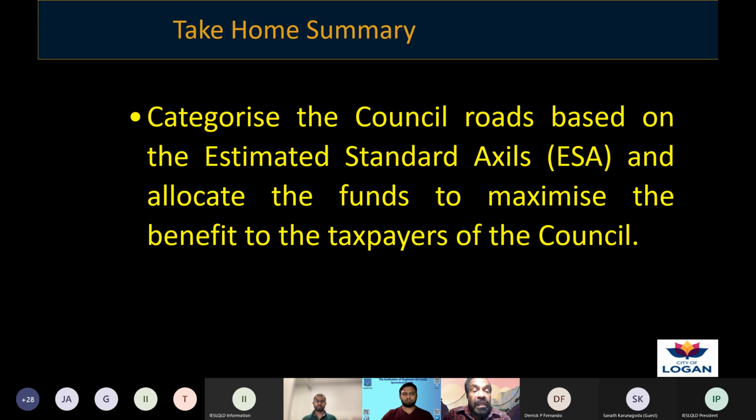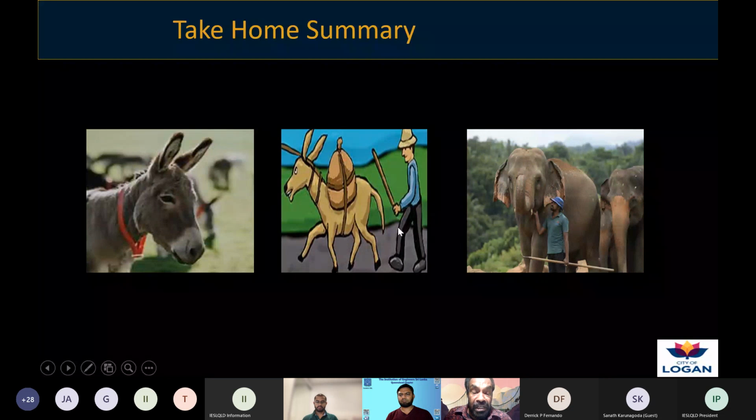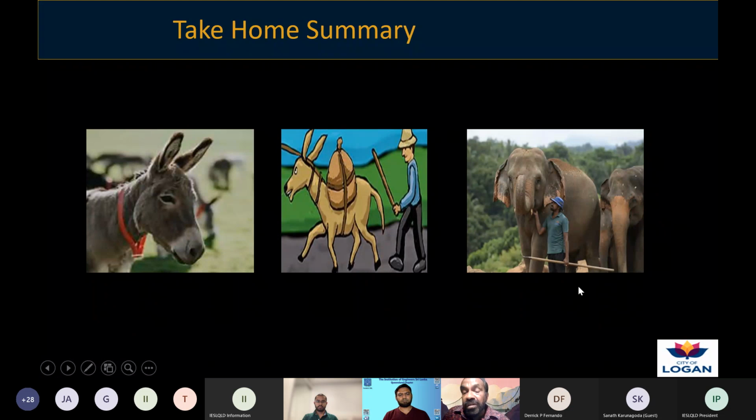Take home summary: categorize the council roads based on the estimated standard axles and allocate the funds to maximize the benefit to the taxpayers of the council. What does that mean actually? Now if you have a small animal like a donkey, we take a stick to manage him. But if you have an elephant, we don't use a stick. We take something else to manage him. So this is the concept.